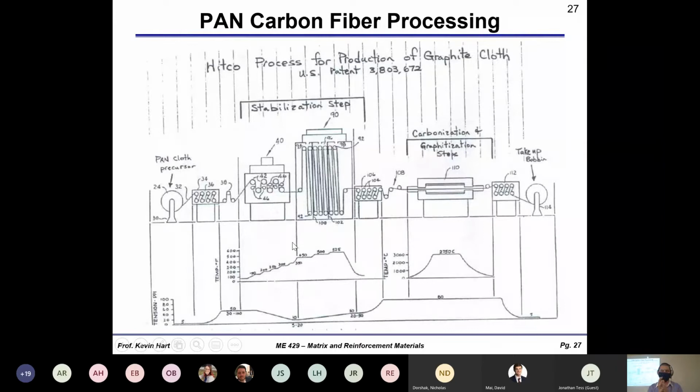Okay. So here's one of the original patents showing the production process for carbon fibers themselves. And this details the various temperatures along the way. And there's a lot of detail here. Probably you don't need to memorize everything here, but it will be useful for you if you go into depth on carbon fiber manufacturing for your manufacturing depth assignment. Okay.